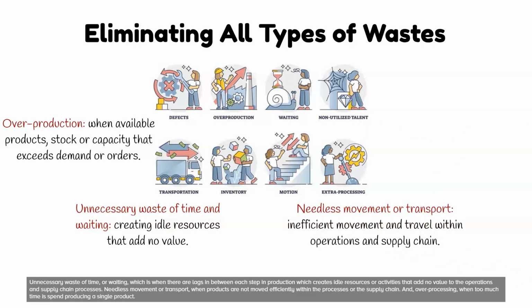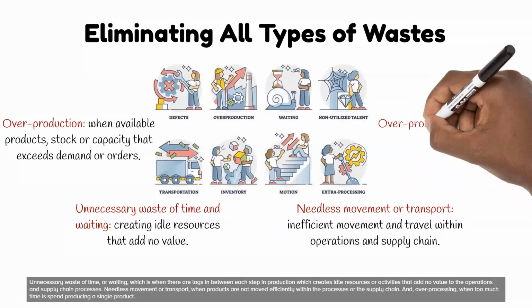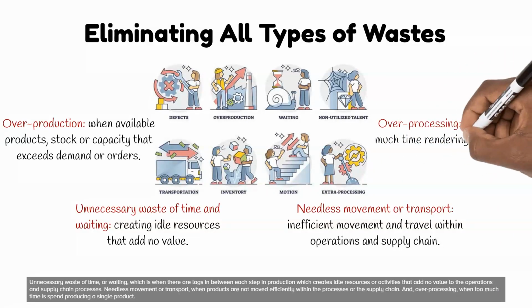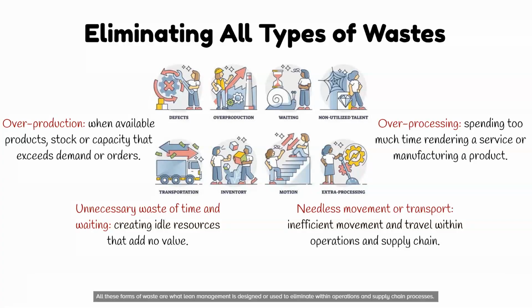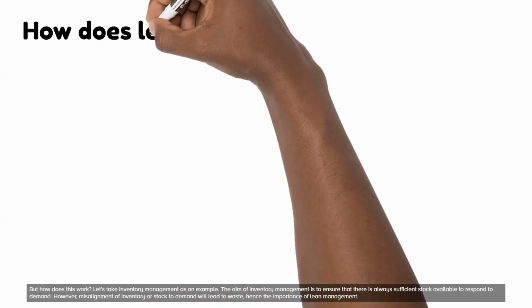Needless movement or transport, when products are not moved efficiently within the processes or the supply chain. And over-processing, when too much time is spent producing a single product. All these forms of waste are what lean management is designed or used to eliminate within operations and supply chain processes. But how does this work?